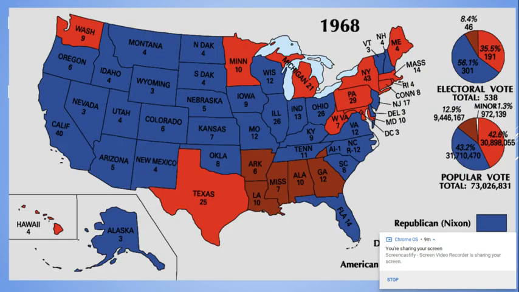This is the electoral results of the election of 1968. You can see the popular vote was only 43.2%. However, the electoral vote was 56.1%, and he had a clear majority. And so Richard Nixon is elected president in 1968.